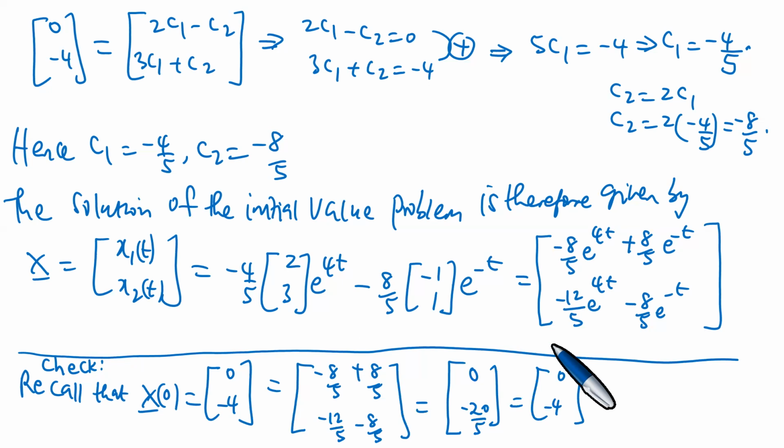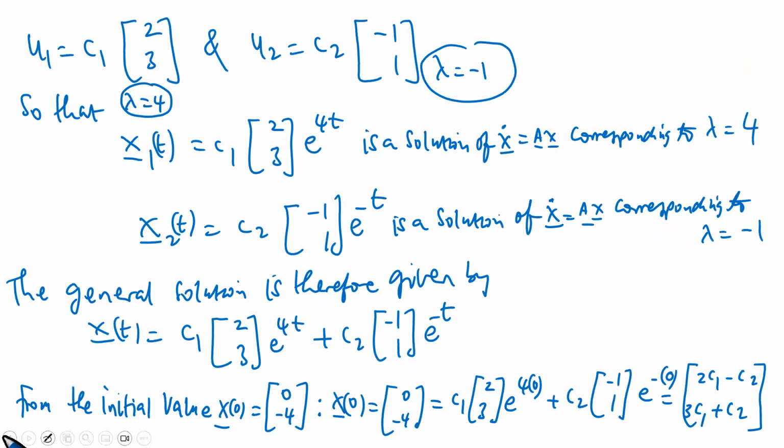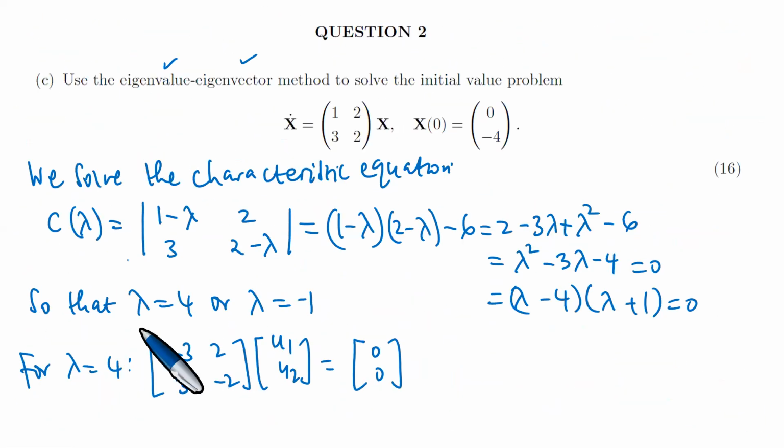And obviously, we have solved this problem. What was the problem? The problem was use eigenvalue, eigenvector method to solve the initial value problem. We found the eigenvalues 4 and minus 4, and the eigenvectors were found, and we solved the initial value problem. And this is the solution.